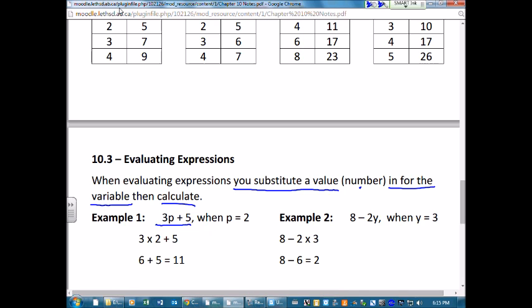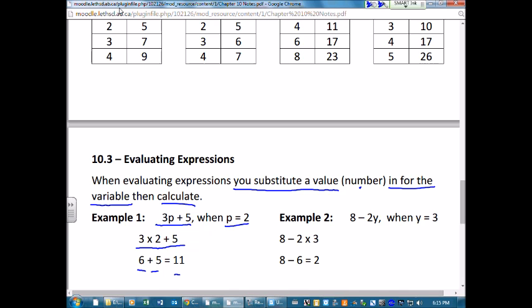Okay, so here it says p is actually 2. So we're telling what the variable is. We're giving it a value. So then we stick it in there. So instead of 3p, we have 3 times p plus 5. Don't forget order of operations, right? We always multiply before adding. So 3 times 2 is 6, and then we add our 5 to get 11.